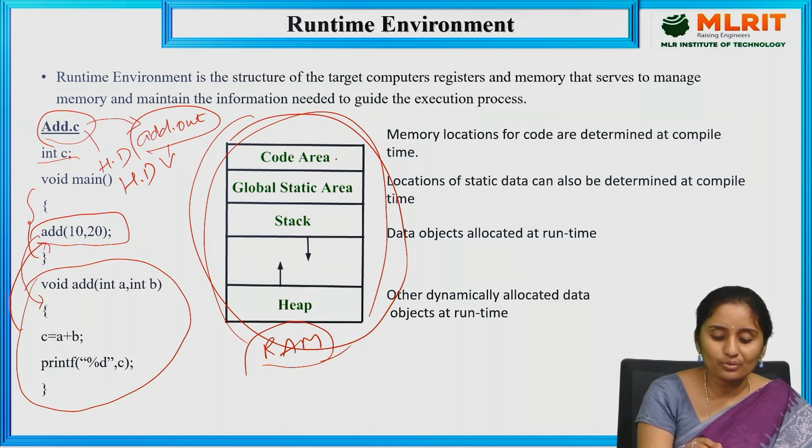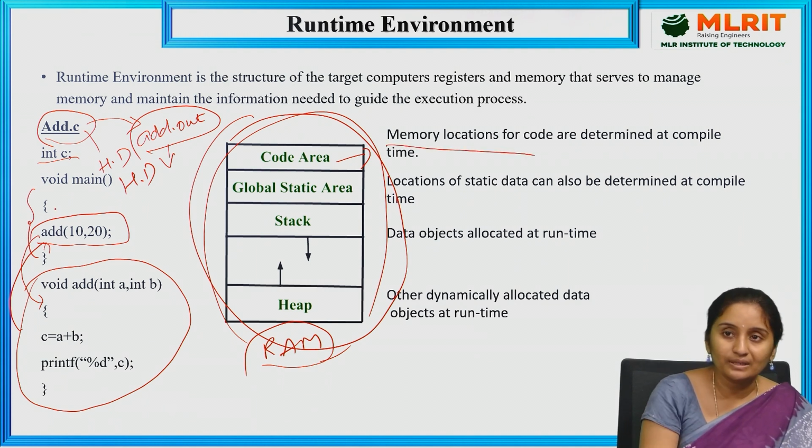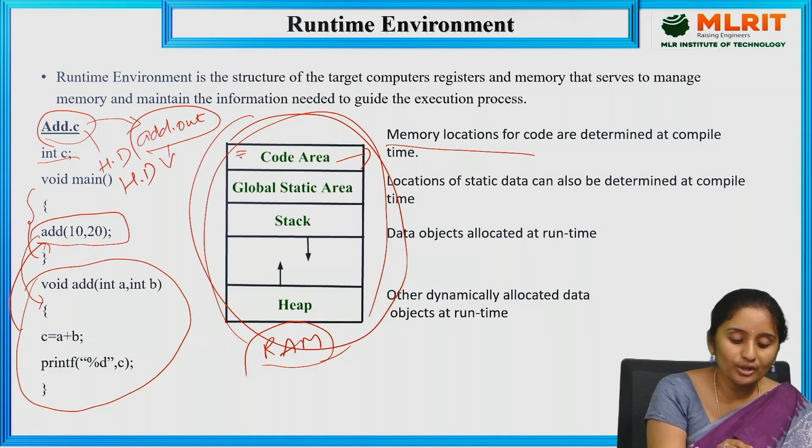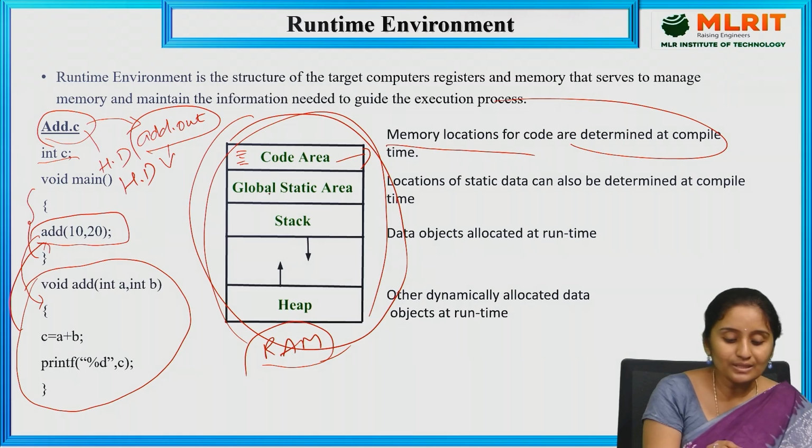So what is code area? Code area is nothing but memory locations for code. These are the code which we have written. All this code is going to be stored in this code area, and its size is determined at compile time.